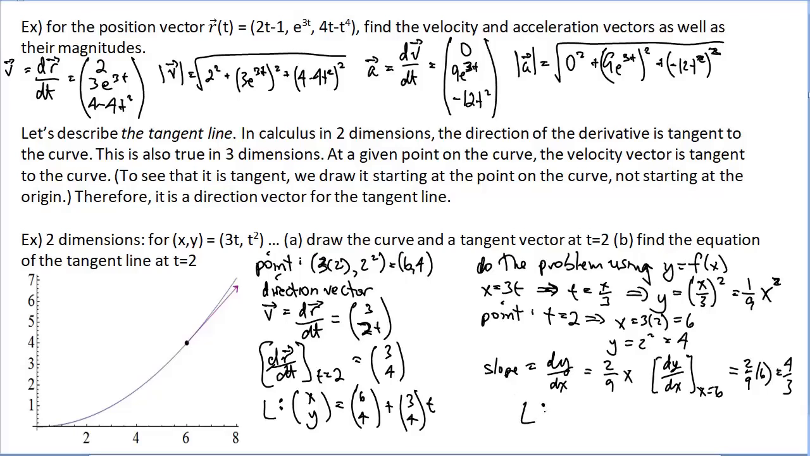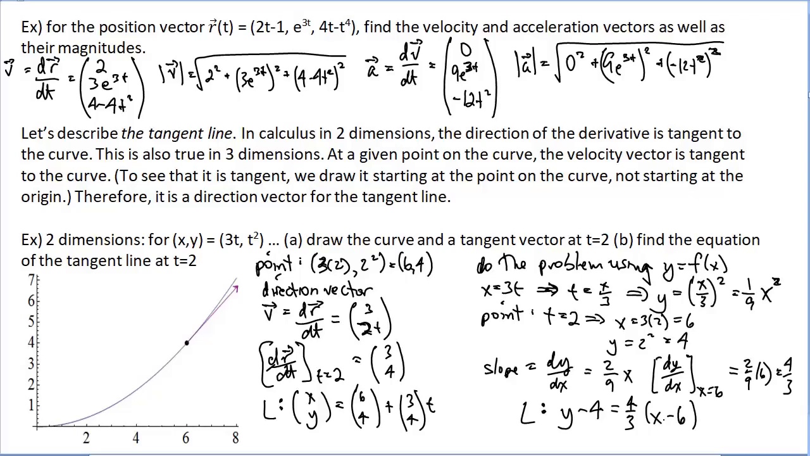So using this method, y equals f of x, we get that the tangent line is y minus 4 equals the slope 4/3 times x minus 6. Oops, sorry, I wrote down the wrong point, looking at the wrong thing. Wrong x value. There we go: y minus 4 equals 4/3 times x minus 6.